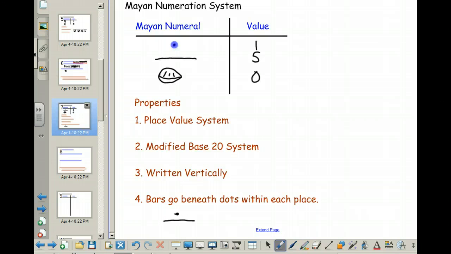Let me go back to that modified base 20 business. So here's the deal. They have a place value system that goes bottom up, so I'm going to write it that way. They have a ones place, so there's some number over here. I'm not meaning this bar to be a vertical bar like their number 5. I'm just saying the placeholder, okay? Then they have the 20s place right here. Okay. And here's where it goes different. They do not have 20 squared, which is what a true base 20 system would be. They have 20 times 18.